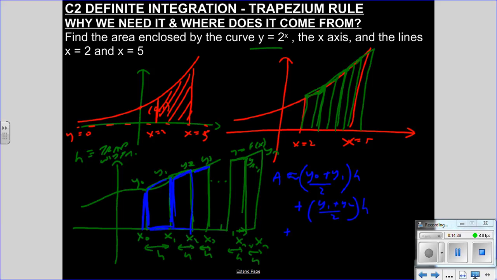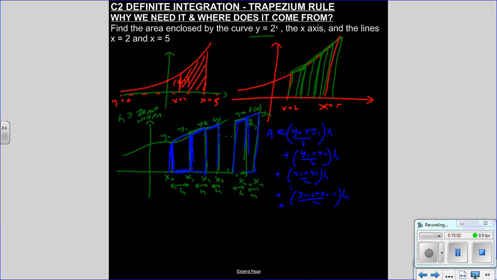Plus, next two parallel lengths, y2 plus y3 over 2 times h, you see? Plus dot dot dot all the way up to the end. So the last trapeziums, let's do the one just before it, see? The one just before is going to be yn take 2 plus yn take 1 over 2 times h plus, and now our last one, yn take 1 plus yn over 2 times h.